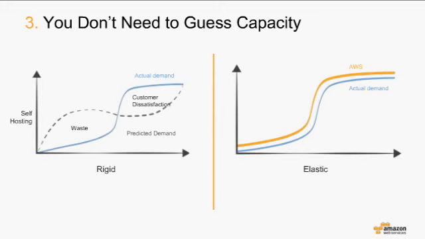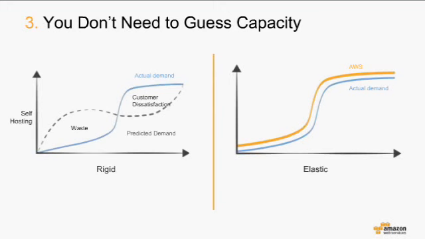Since you don't need to guess at capacity, you can work with a model that is much more elastic. So on the left-hand side, you see a much more traditional self-hosted model with a very rigid growth plan. So if you have the dotted line of predicted demand there, everything between your actual demand, which is the blue line, and the predicted demand that you built for is waste.